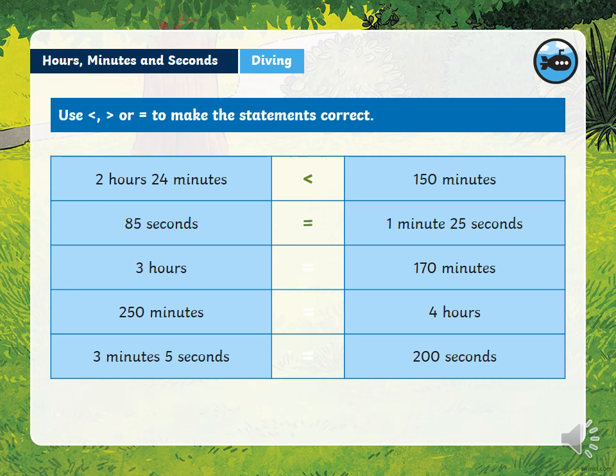Good. 3 hours is 3 times 60, which is 180 minutes. 250 minutes, is it greater than, less than, or equal to 4 hours? Okay, so 4 hours equals 4 times 60, which is the same as 4 times 6, which is 240 minutes. And 250 minutes is more than 240. And you've got your last one.